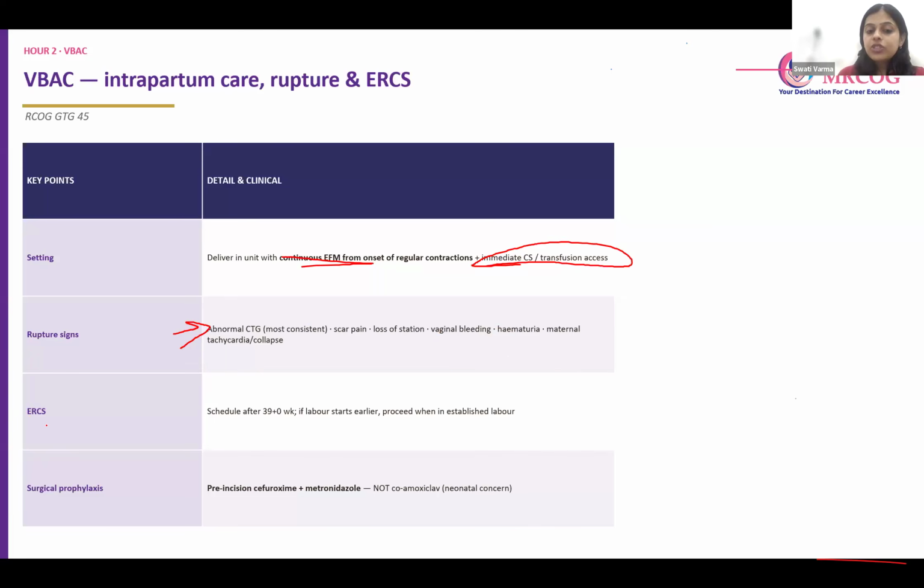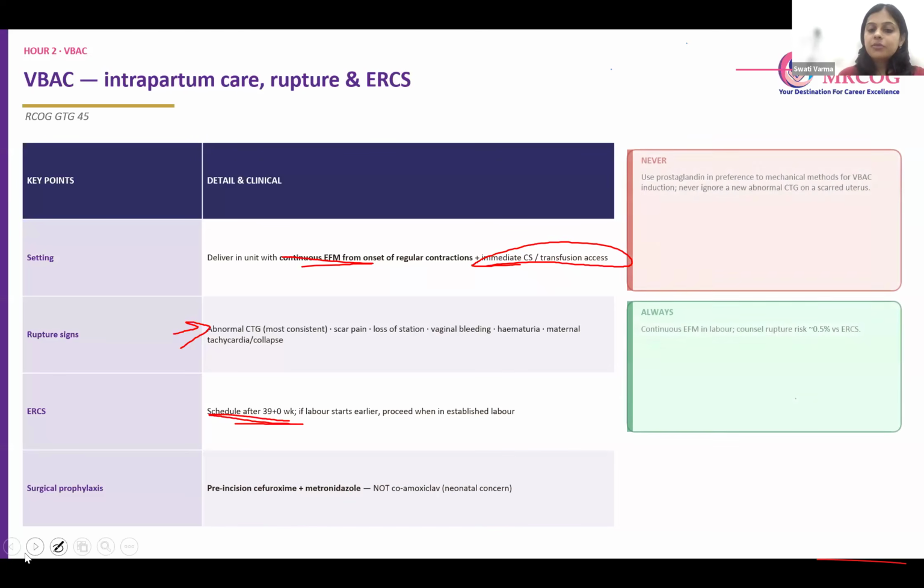If you are doing elective repeat cesarean section, then schedule after 39 weeks. If labor starts earlier, proceed whenever she is in established labor. If you have to go for repeat cesarean, surgical prophylaxis is the same as for cesarean sections, pre-incision cefuroxime and metronidazole. In antenatal period, avoid coamoxiclav because of concern of necrotizing enterocolitis.